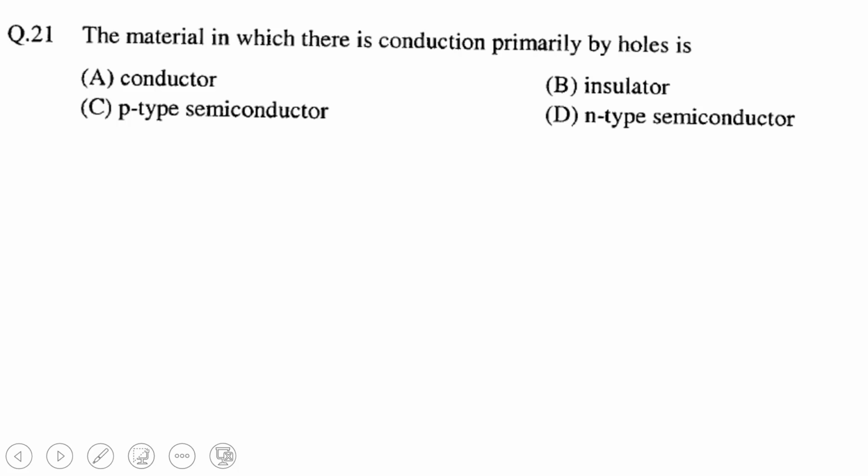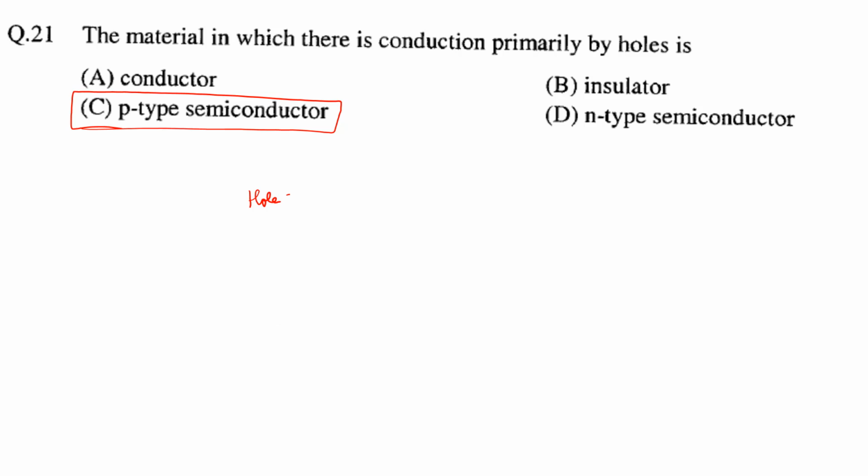The material in which there is conduction primarily by holes is... So when the conduction by holes takes place, then it is called a p-type semiconductor. That means positive, because a hole is considered positive. And why is it positive? Because it is assumed to be the absence of an electron, and the electron has negative charge. So if there is no negative charge, that means there is positive charge.